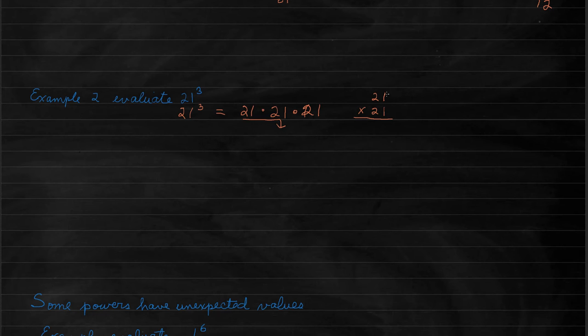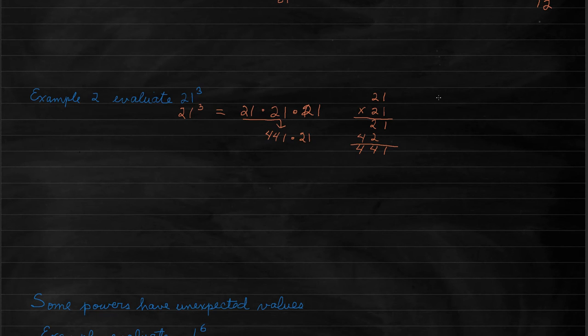First with 1. 1 times 1 is 1. 1 times 2 is 2. Now with 2, 2 times 1 is 2, and 2 times 2 is 4. Now we add the partial product, so we get 1, 4, and 4. So multiplying 21 times 21 gives us 441. Now I multiply times the next 21.